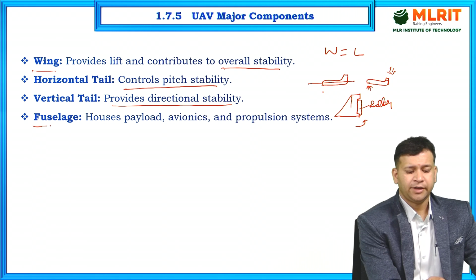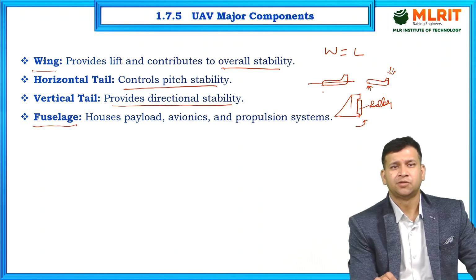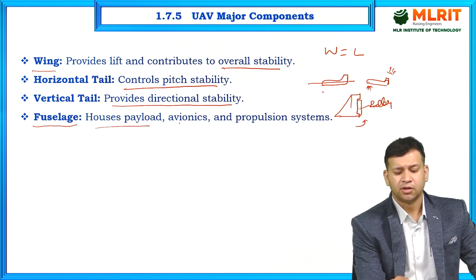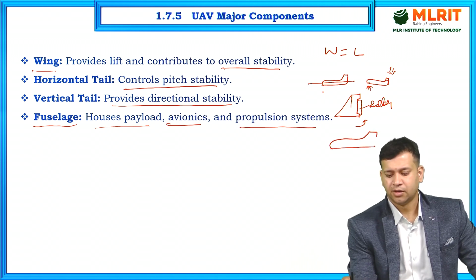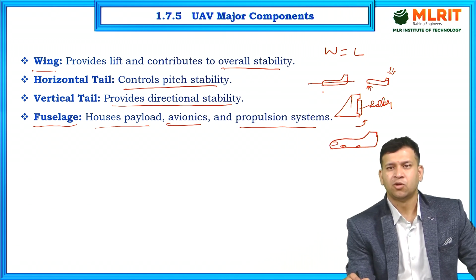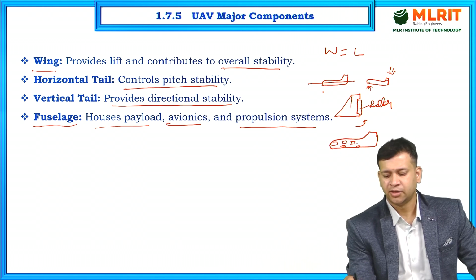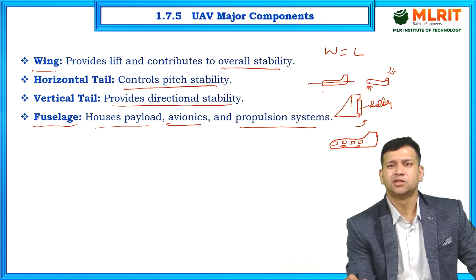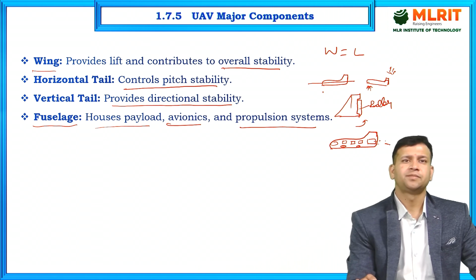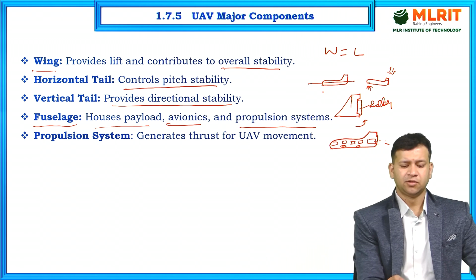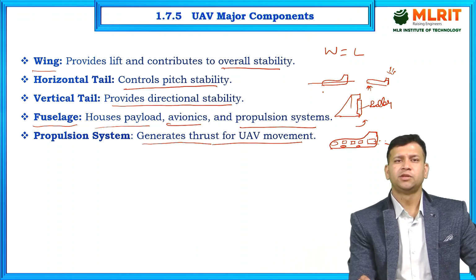Then the major component in an unmanned air vehicle is the fuselage, which accommodates the payload, avionics and propulsion system. So, if this is the aircraft, this is the nose part. Here we'll have the landing gear boxes where the landing gears are retracted and placed, and then we have the boxes where we have our equipment, instruments, sensors, cabin pressurization system, and this is the engine which is buried inside the fuselage. In propulsion system, it generates the thrust for UAV movement.